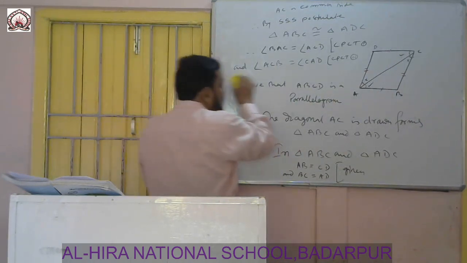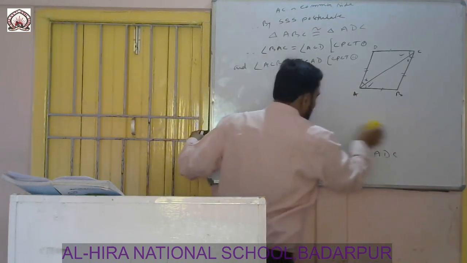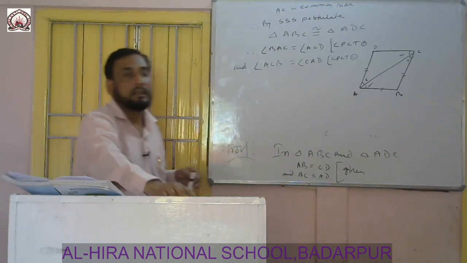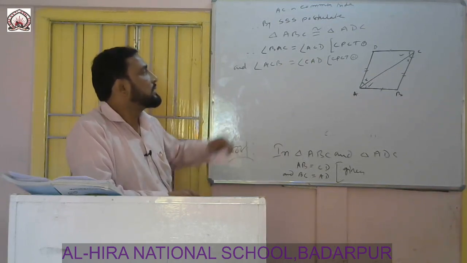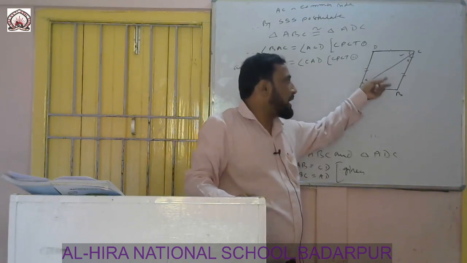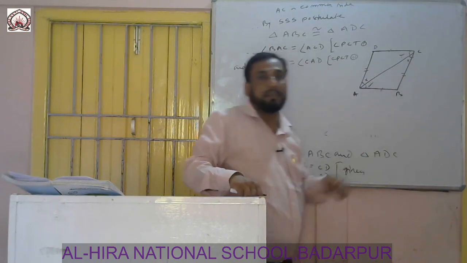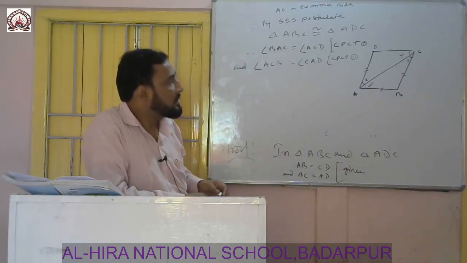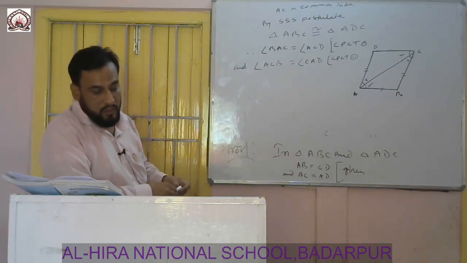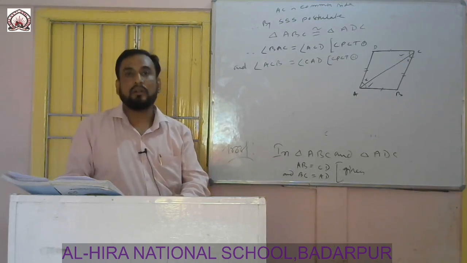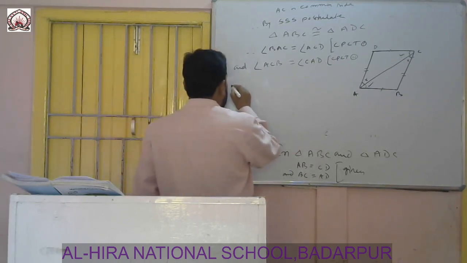So we have to prove that this quadrilateral is a parallelogram, and for that we showed these two triangles are congruent, and after that we got two CPCTs, that is, two pairs of angles are equal. Now using these two pairs of angles, we can say that the quadrilateral is a parallelogram.